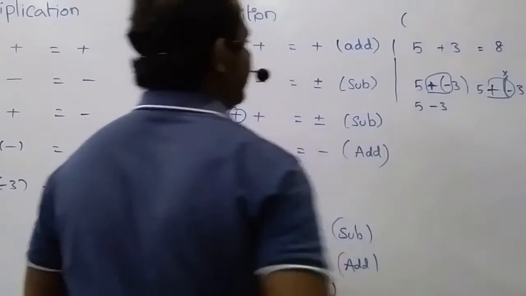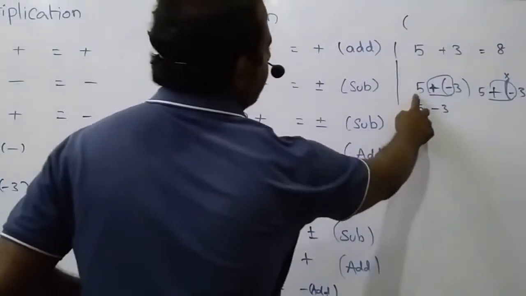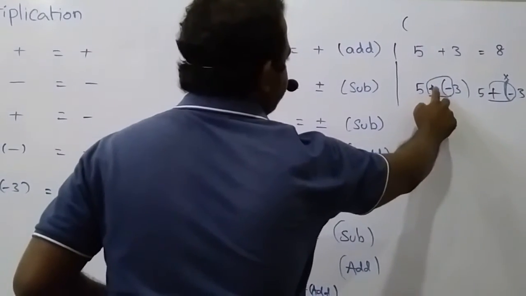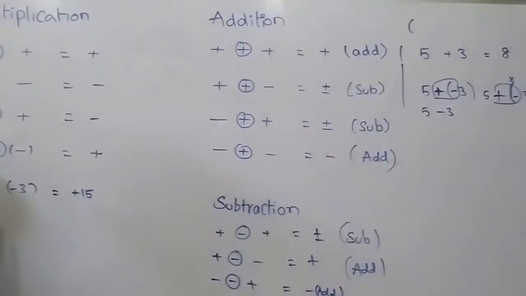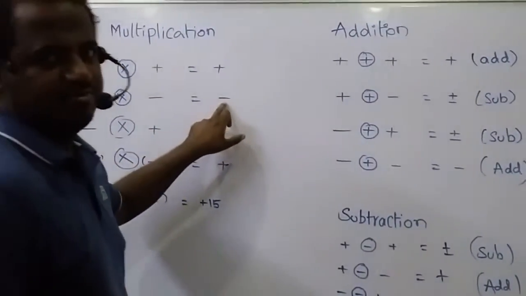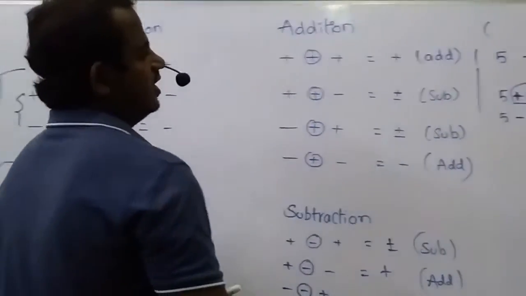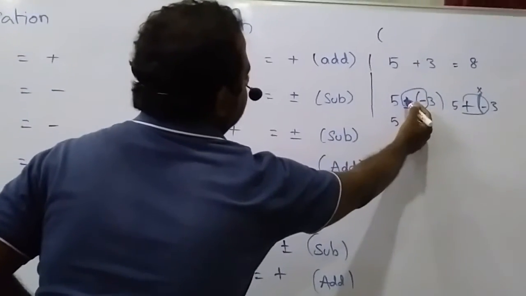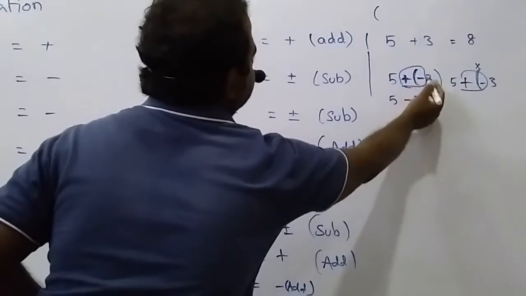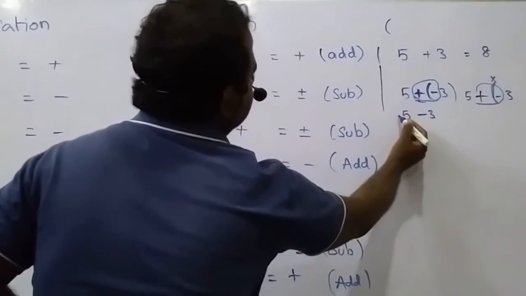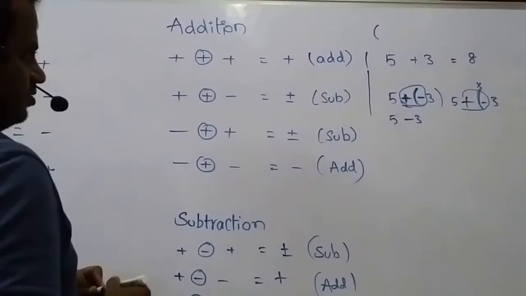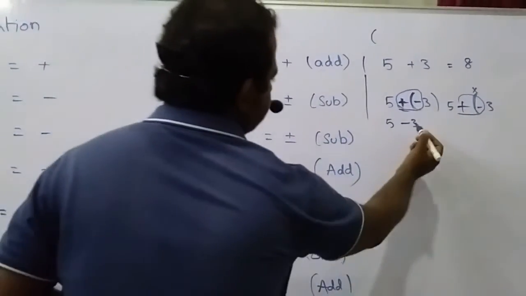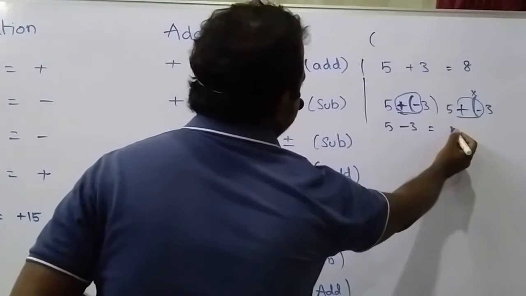So plus into minus. When we are adding 5 plus bracket of minus 3, plus into minus, what we will get? Minus, right? So I can take directly minus in place of these two signs. Instead of writing this, I can take minus. So 5 minus 3, that means I am subtracting 3 from 5. If I subtract 3 from 5, we will get 2.